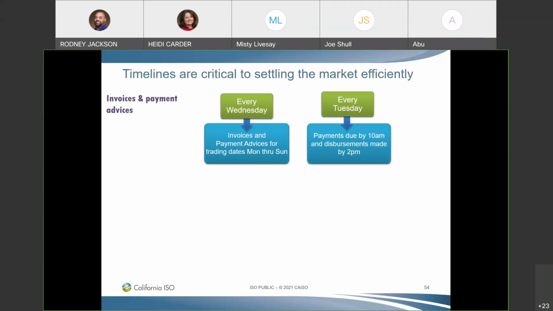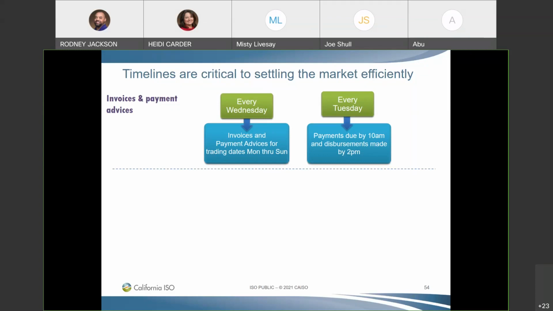Now, invoices are due for payment by 10 a.m. the following Tuesday. Payment advices are then dispersed as applicable at 2 p.m. that same Tuesday afternoon. Now, as the ISO is a not-for-profit organization, all the money that comes into the market gets dispersed back into the market, with the exception of our GMC, or the grid management charges, that cover our specified operating costs.